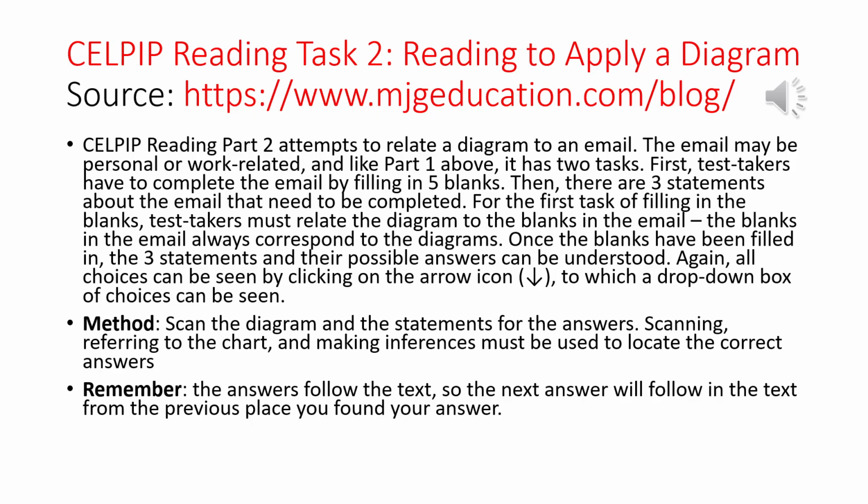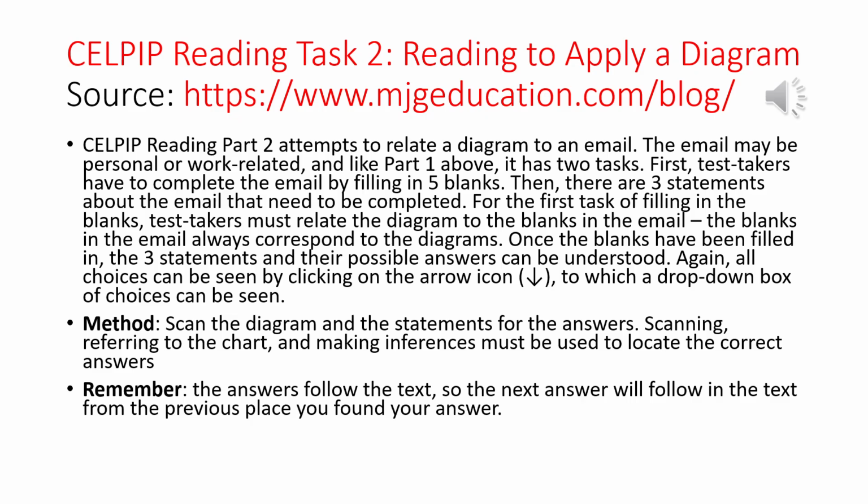That's a great point. Okay, so let's unpack this a bit. To get the strategy, we need the setup first. How CLP Reading Part 2 basically gives you a diagram and an email and says, figure out how these relate. Exactly. And the email could be personal, could be work-related. And you've got two main things to do. First, there are 5 blanks inside the email text itself. And here's the key thing. Those blanks always connect directly to something in the diagram. Always. It's not guesswork. Okay, crucial detail. 5 blanks, check the diagram.